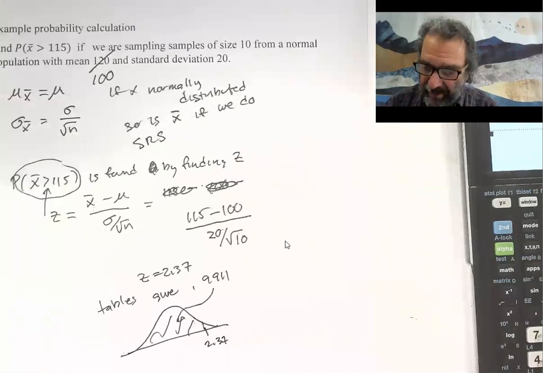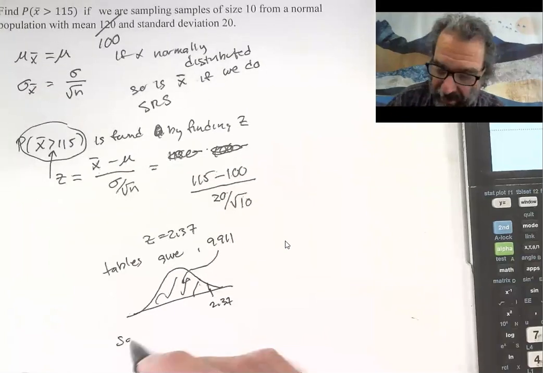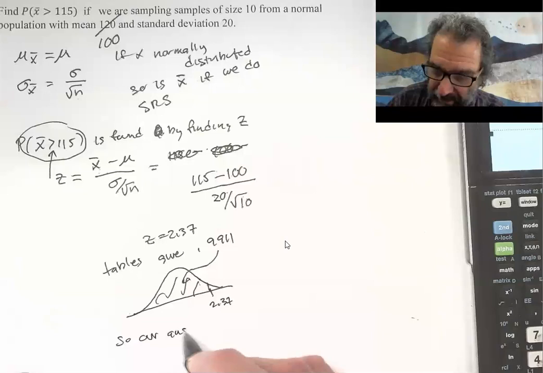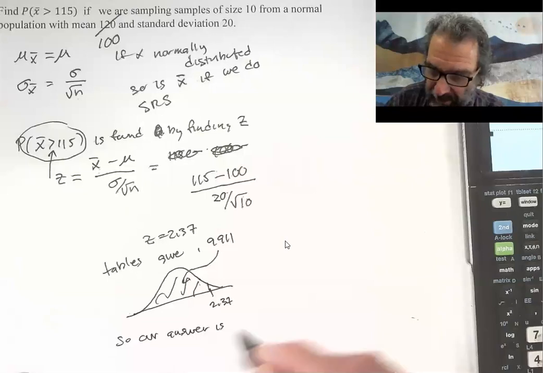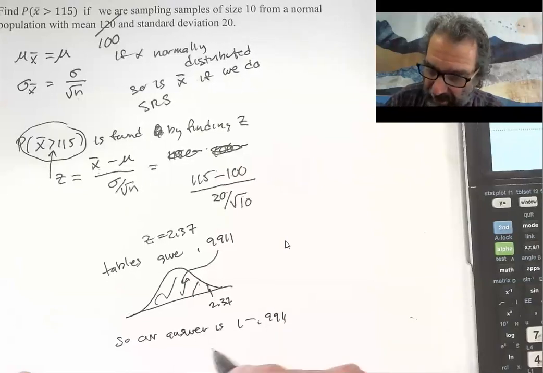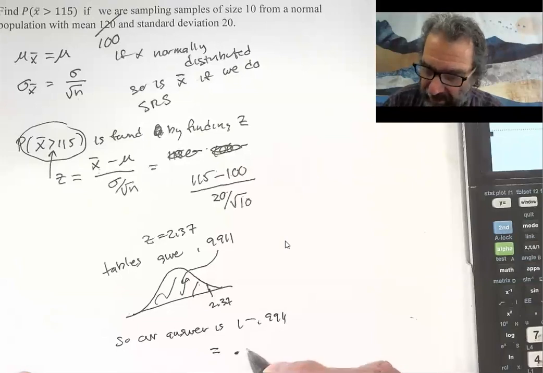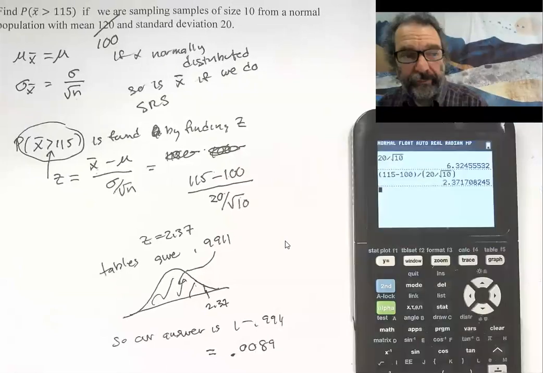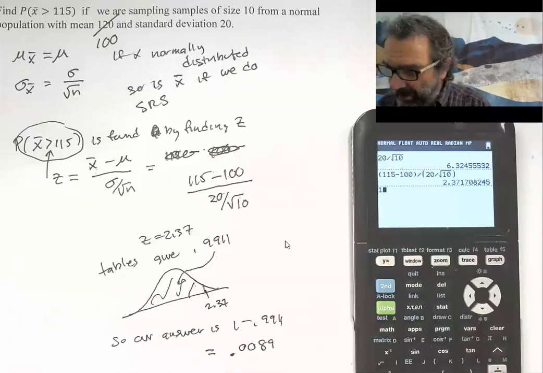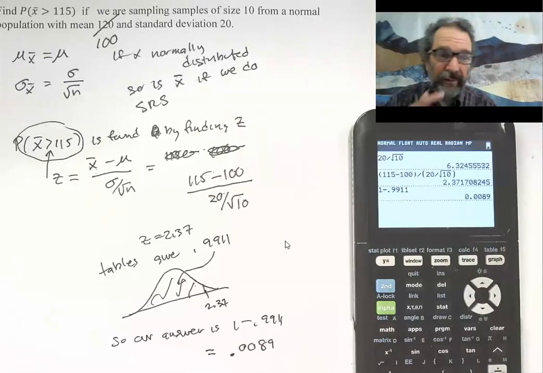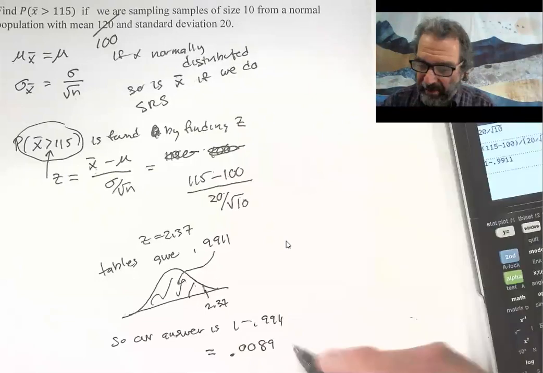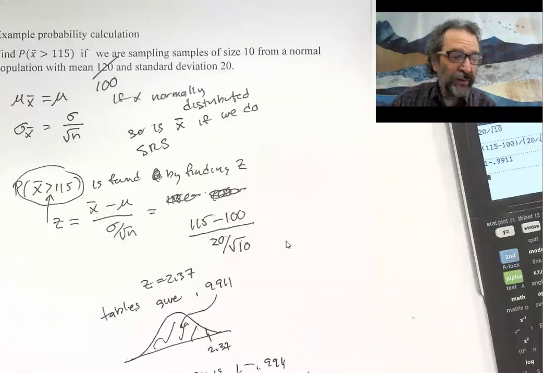Okay, so our answer is 1 minus 0.9911, which I think is 0.089. Let's check it out though. 1 minus 0.9911 is 0.0089. Check, okay. So that's our introduction to sampling distributions, and I'm going to stop this recording and start a new one in just a second.